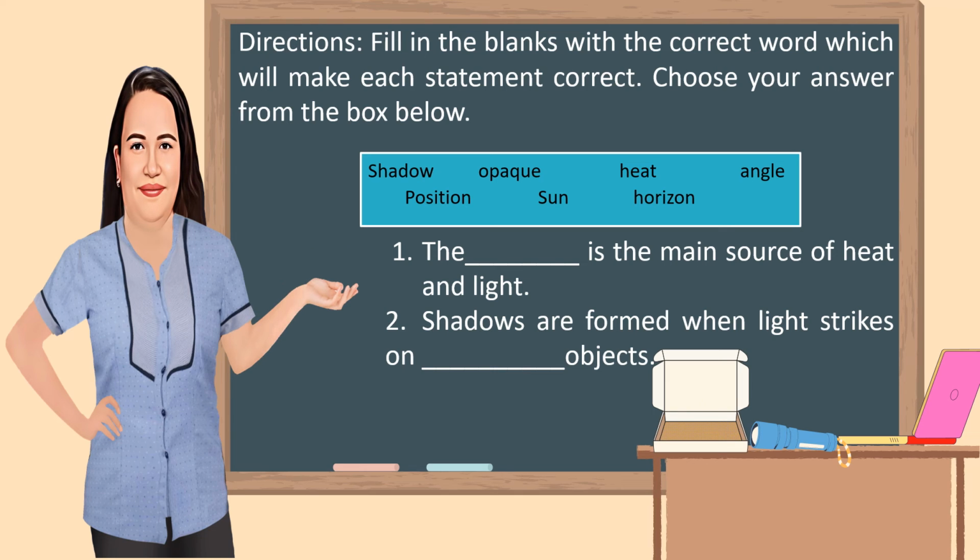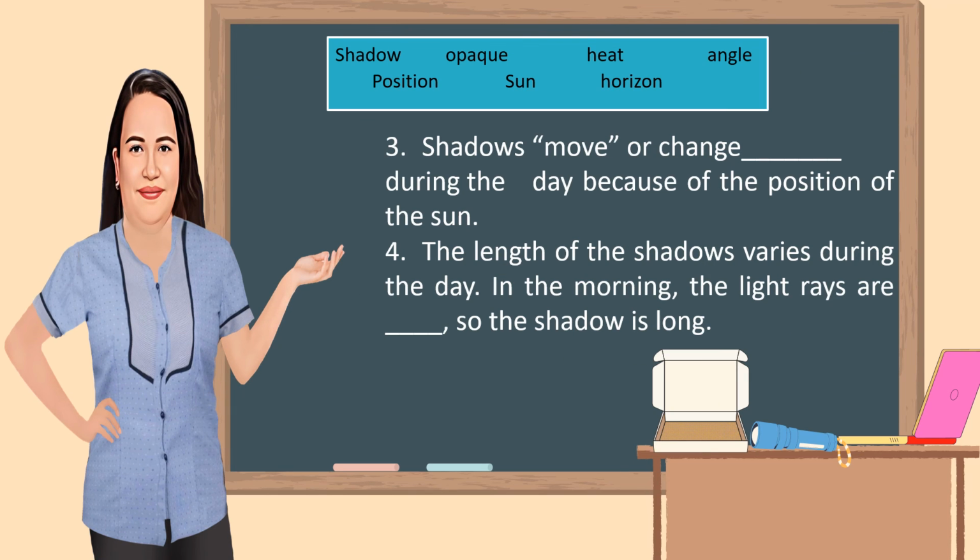Directions: Fill in the blanks with the correct word. Each will make each statement correct. Choose your answer from the box below. Number 1. The blank is the main source of heat and light. Number 2. Shadows are formed when light strikes on blank objects. Number 3. Shadows move or change blank during the day because of the position of the sun. Number 4. The length of the shadows varies during the day. In the morning, the light rays are blank, so the shadow is long.